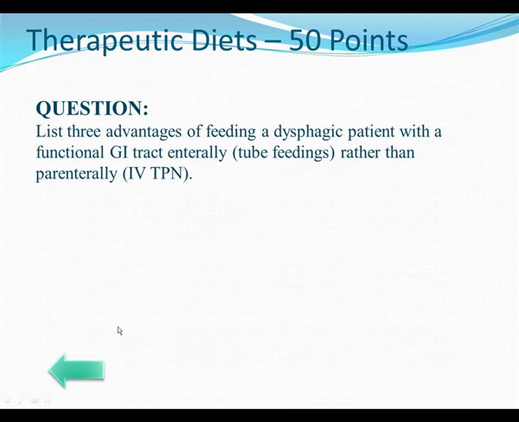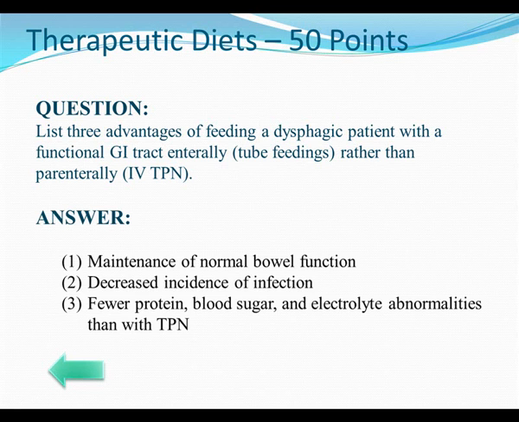There are. Okay. List 3 advantages of feeding a dysphagic patient with a functional GI tract enterally, which means through a tube feeding or through the gut, rather than parenterally, which is, for instance, IV TPN. When you hear enteral feedings, that means it's something that's going through the gut. When you hear parenteral, that means around the gut, basically IV. So what are the advantages of giving this dysphagic patient enteral feedings instead of parenteral feedings?